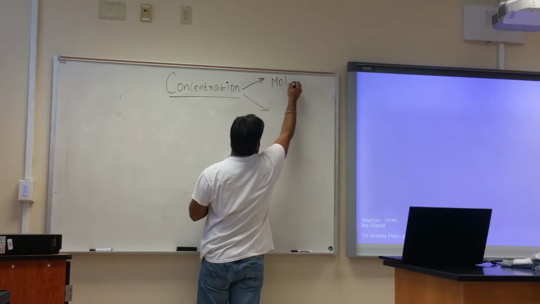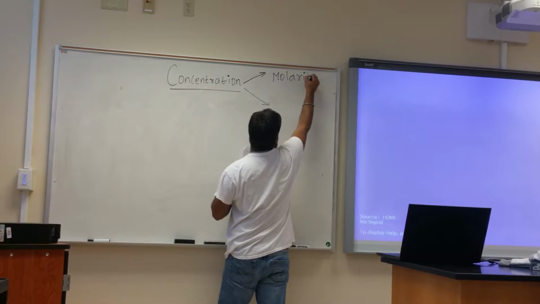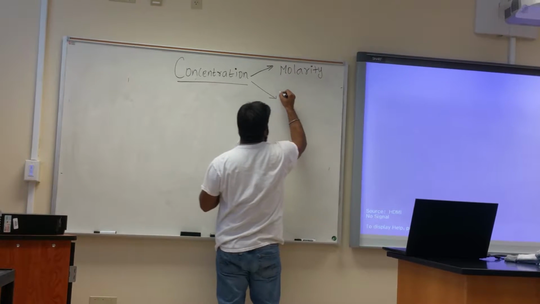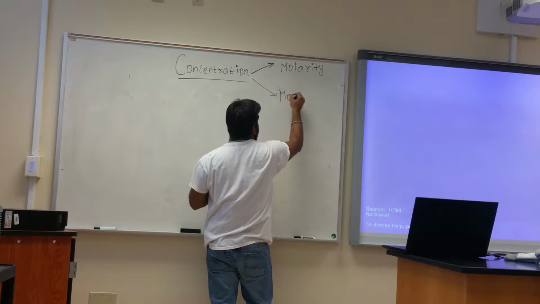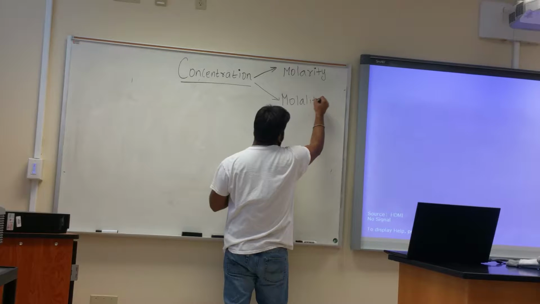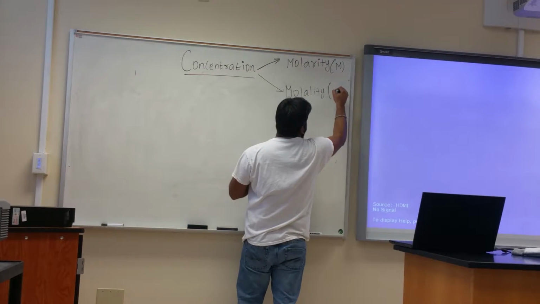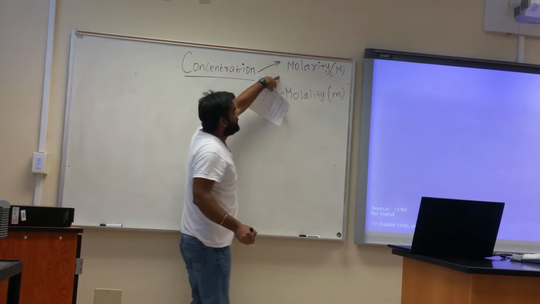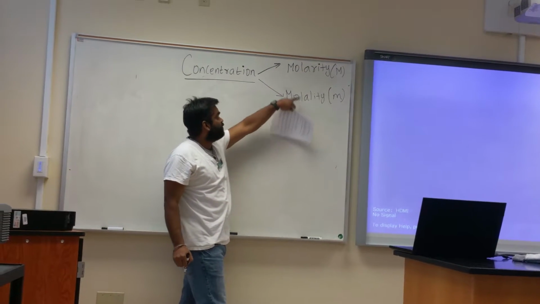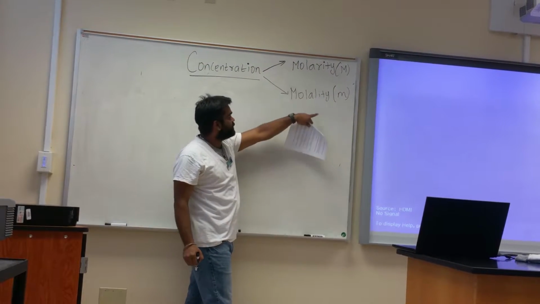There are two types of concentration. One is called molarity, the other is called molality. Please make sure you don't pronounce it the same. I probably am screwing it up already. This is uppercase M, this is lowercase m. One is called molarity, one is called molality.